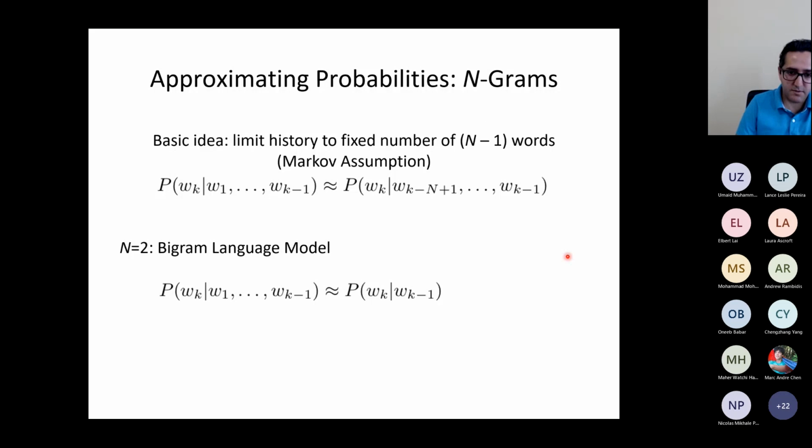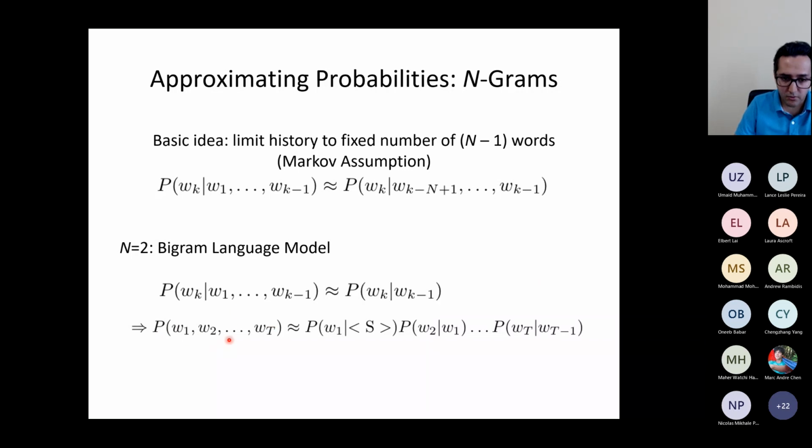But it's more complex. Previously, we didn't have the conditional probability. Now we have it, and we have to keep track of the previous word. So if we want to go back to the chain rule and apply the simplification using the bigram language model, it ends up something like this. Ignore the first one. So it becomes the probability of the second word given the first word, and so on and so forth, up to the probability of the last word given the previous word.